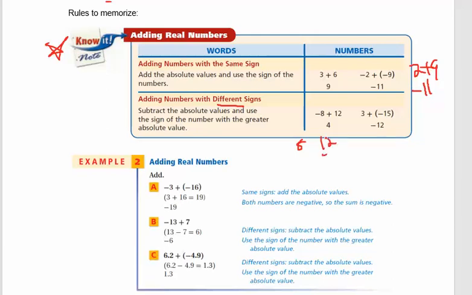Subtract these, take the bigger number minus the smaller number, you get 4, and it's positive 4 because the 12 has the bigger absolute value and it's a positive number.